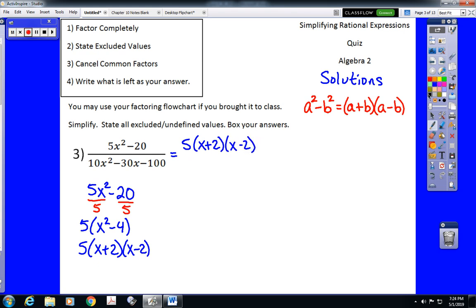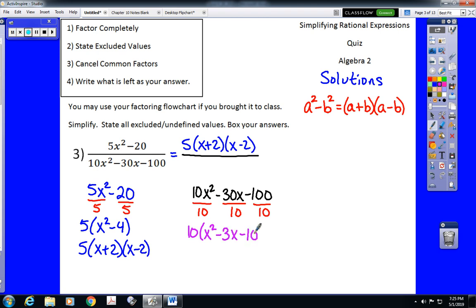Our denominator is a trinomial. We have 10x squared minus 30x minus 100. Once again, we start by checking for a GCF. All three terms of that trinomial are factorable. They're all divisible by 10. So we pull the 10 out. That would give us 10 times x squared minus 3x minus 10.